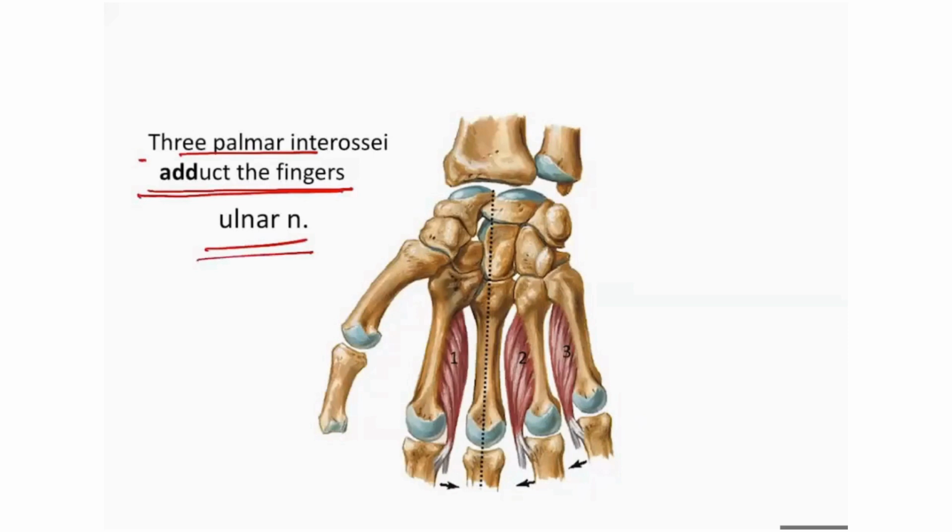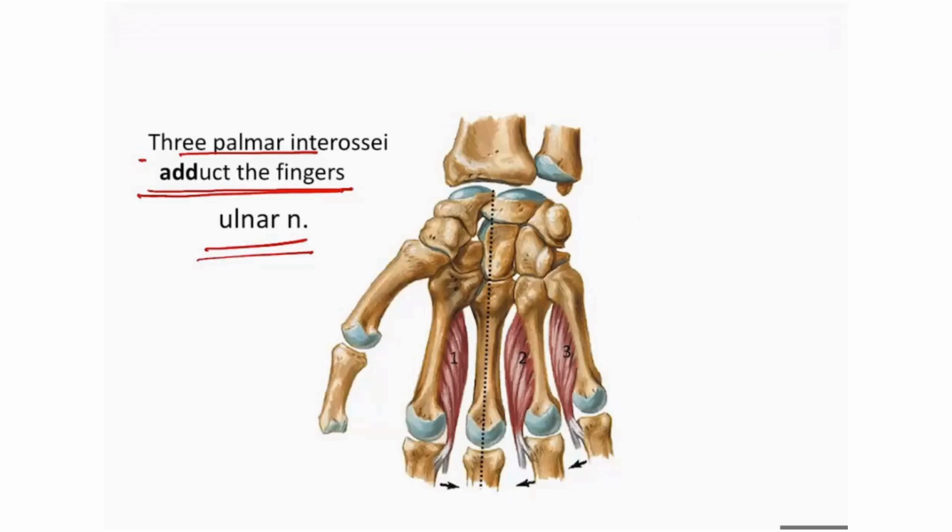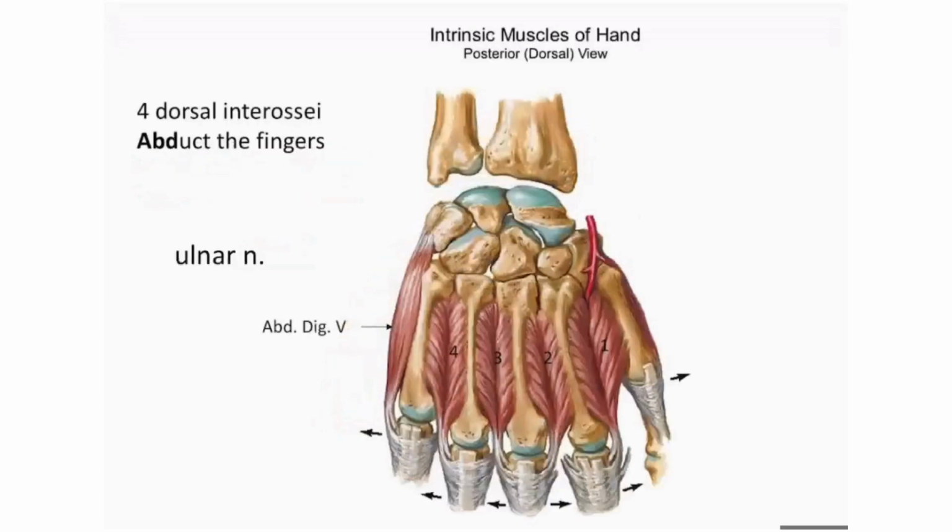Already, how many muscles are supplied by ulnar nerve? Previously, in the hand: 4 lumbricals, 3 interossei. I said 20 muscles. Am I right? So far how many muscles are completed? 7. 4 plus 3 is 7. Dorsal interosseous: can you see, 1 2 3 4? So 4 plus 4 plus 3 is 11.